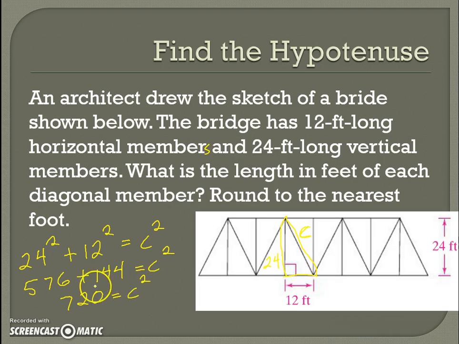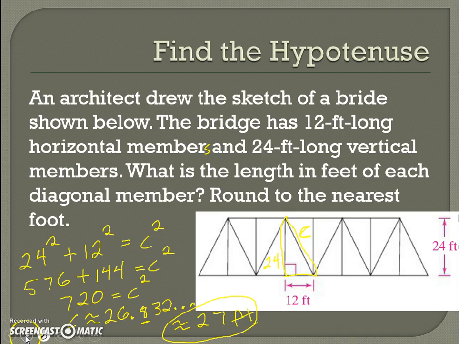And it says to round to the nearest foot. So when I do that, I get C is approximately, and I get some big ugly decimal, 26.832 something that goes on. It says to round to the nearest foot, which means I look at this digit. So C is approximately, and I'm running out of room here, and I apologize for that, but C is approximately 27 feet. So that is your solution for that.